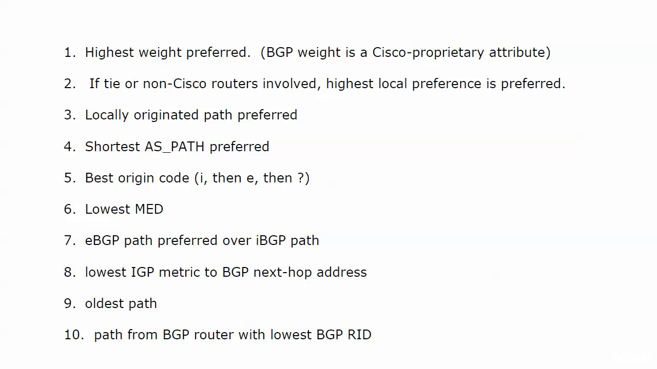As you can see, we're getting a little desperate here. I shouldn't say we're getting desperate as much as we're getting really, really detailed, because you're not going to see that many situations where the tie is all the way in the 8th or 9th or 10th step. But the 9th step is the oldest path, and the 10th step is the path from the BGP router with the lowest BGP RID. So finally, we find a purpose for the BGP RID.